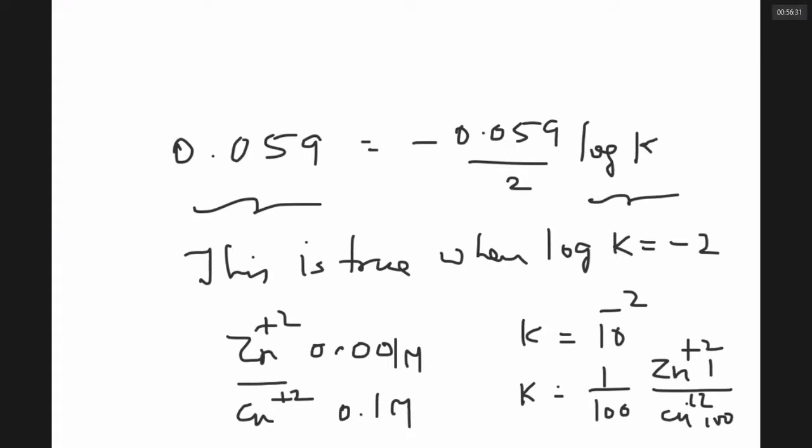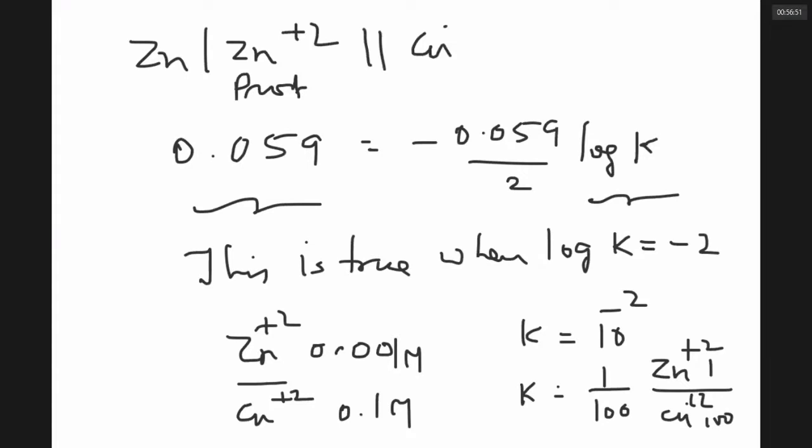So the Zn +2 by Cu +2 ion concentrations are in the ratio 0.001 by 0.1. Remember, in a cell, to increase cell potential, the product ion concentration should be as less as possible. The reactant ion concentration should be as much as possible. Then the cell potential will go up. Are we clear about it?